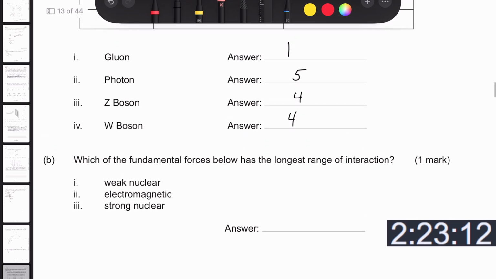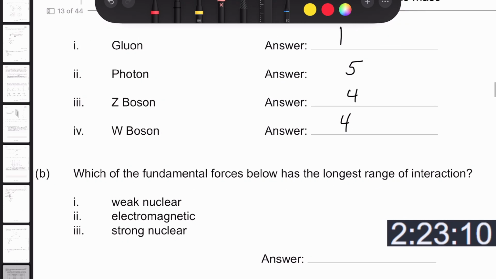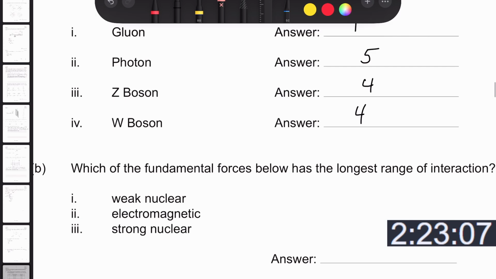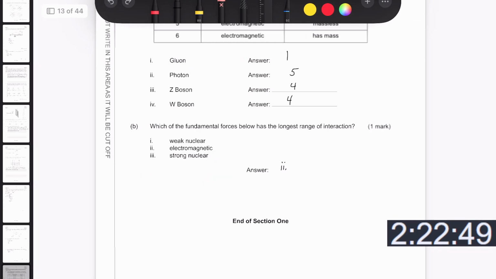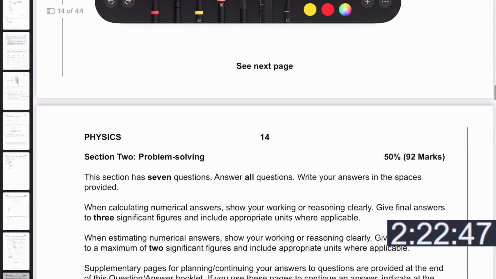Which of the fundamental forces below has the longest range of interaction? What would be the electromagnetic? Because that has infinite range, just like gravity, the graviton. Because strong nuclear only works pretty much within a nucleus, and weak nuclear only works between particles. So that's the end of section 1.